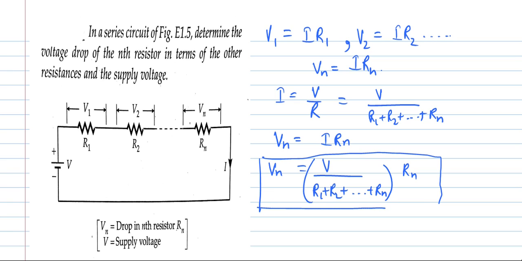This is the value of the voltage across the nth resistance with respect to the other resistances, or in terms of the other resistances. So we can write this as Vn is equal to V into Rn upon R.